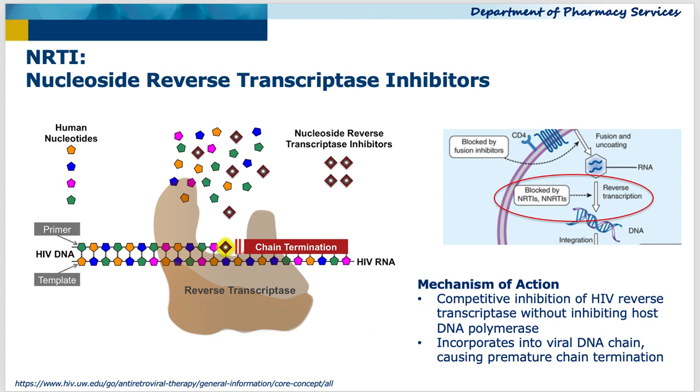The HIV reverse transcription process is a multi-step, complicated process that results in a copy of linear double-stranded HIV DNA being generated. So that's essentially what's happening here. We'll get HIV RNA to generate DNA.